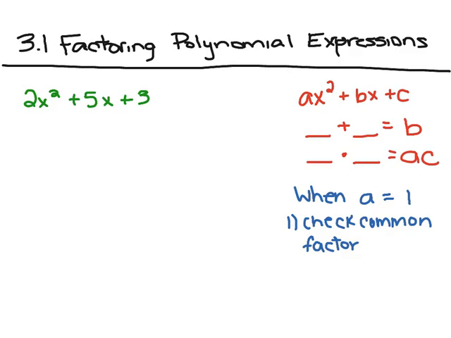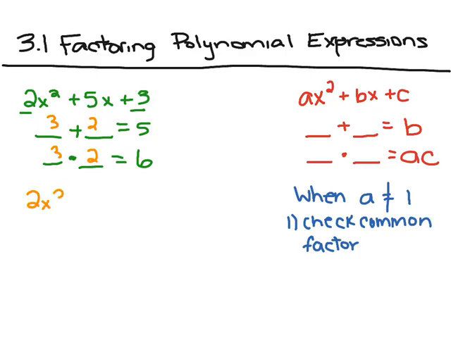So now we're going to do this when a does not equal 1. So our a is not 1, and there's no common factors. So when we set up our equations this time, it's blank plus blank equals 5, and blank times blank is equal to a times c. So 2 times 3, which is 6. So now we're looking for two numbers that add up to 5 and multiply to 6. 3 and 2. Now, we can't just go straight to two binomials. We have to do one extra step.